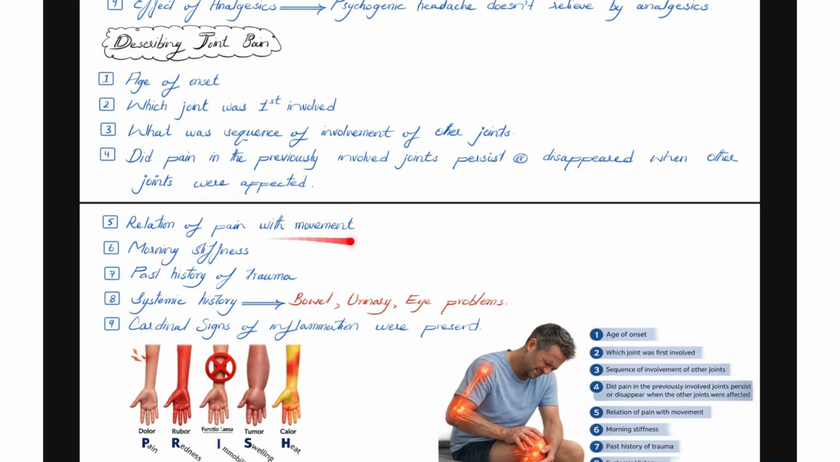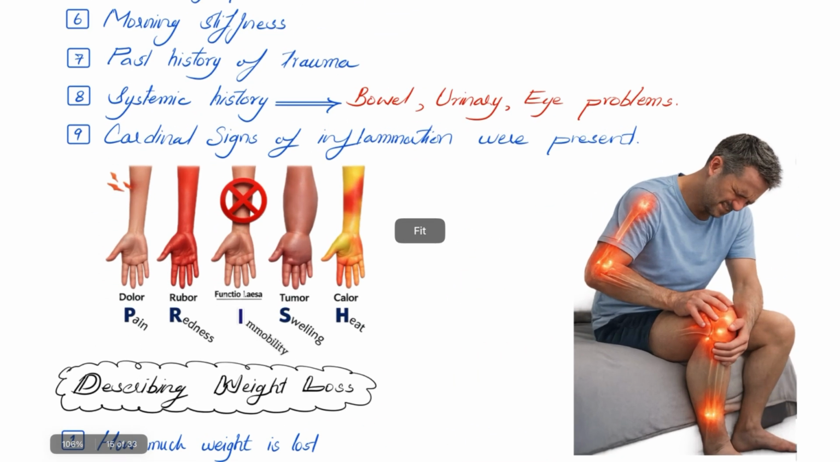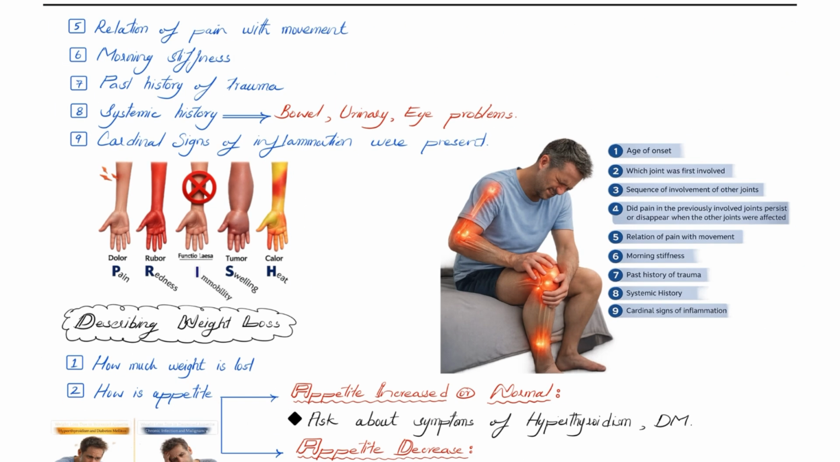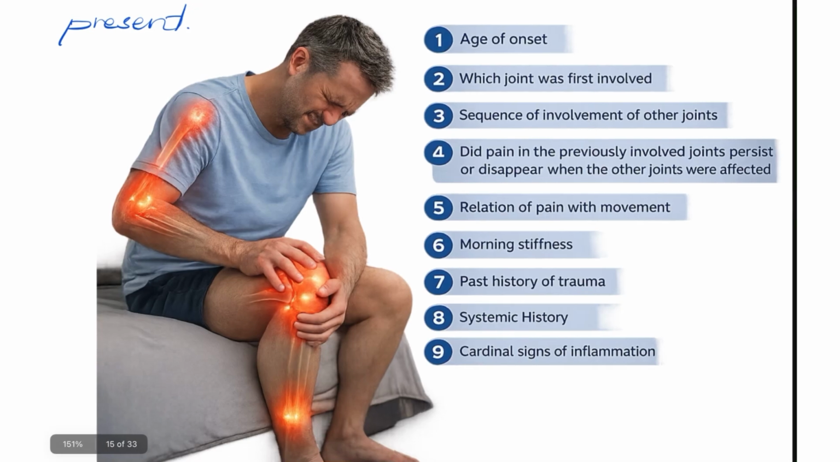Then the relation of pain with movement. Do you see any morning stiffness, or if there is stiffness, for how long does it persist? Past history of trauma, to rule out osteoarthritis, any associated systemic illness, and bowel, urinary, or eye problems. And then look for cardinal signs of inflammation, like pain, redness, immobility, swelling, or heat. A summary of describing joint pain is shown in this picture.